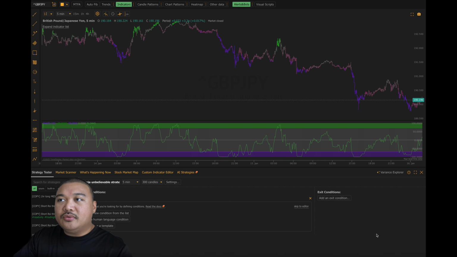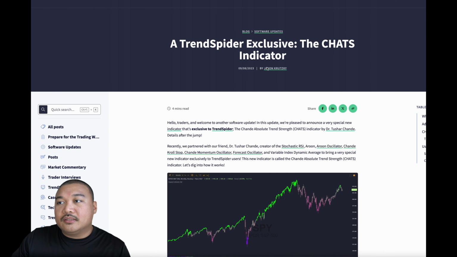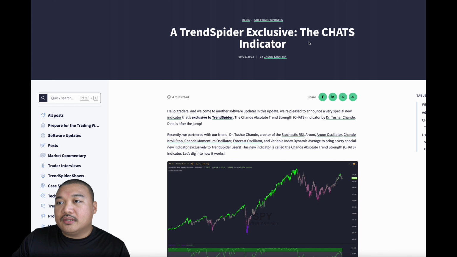And you can see I've got two indicators. Well, it's essentially the same indicator, just in two different forms. It's called the Chande indicator, an exclusive indicator for TrendSpider, which is cool. The Chande Absolute Trend Strength is traded by many traders.